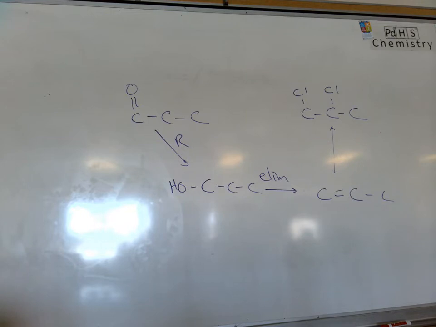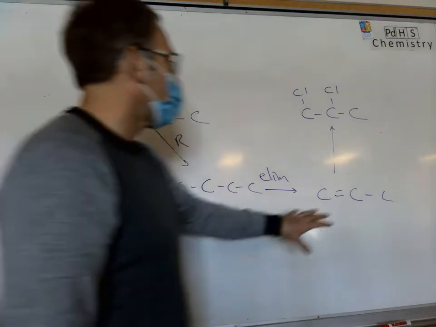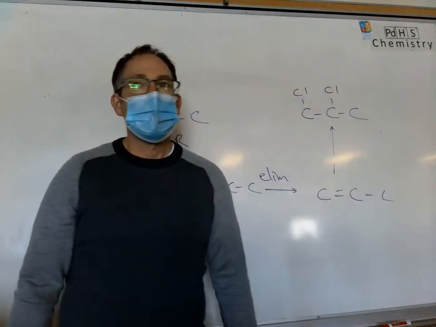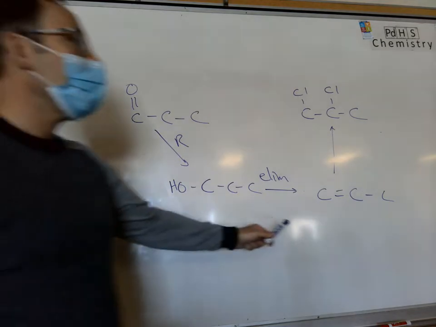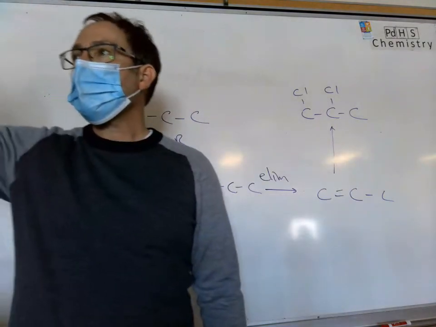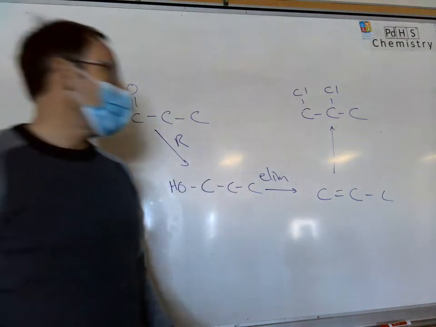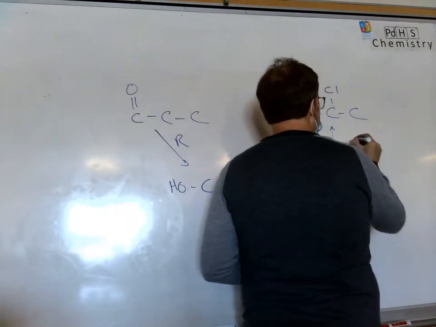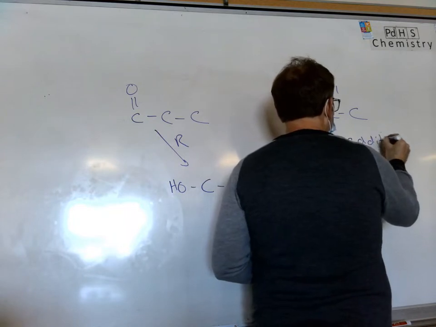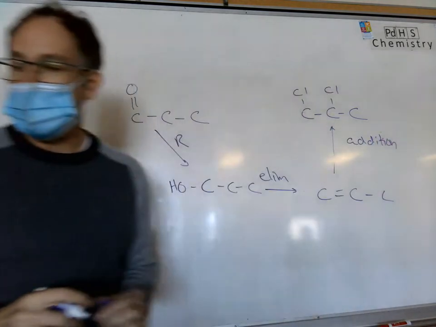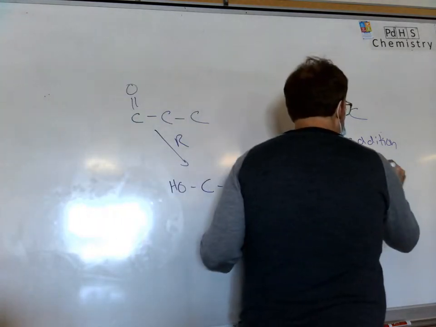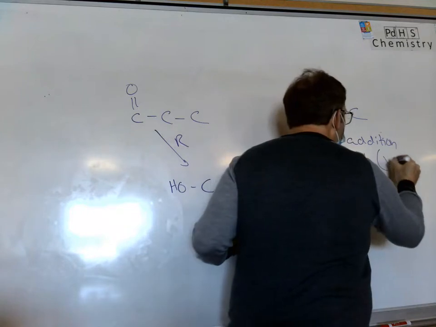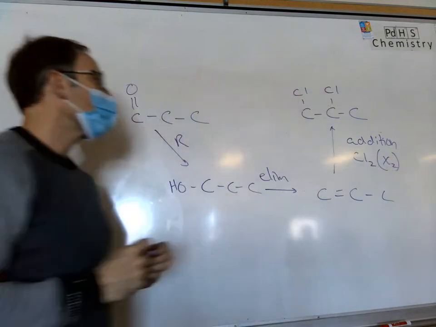Gotta start doing look-fors. Don't be a macro thinker. Break it down. Look for little clues in here. Anybody? What kind of reaction to get from here to here? Ethan? Addition. Addition it is. Do you know what we're adding in? Chlorine? Yep. We are adding in Cl2. Remember, I said one of the things we could add in was X2.